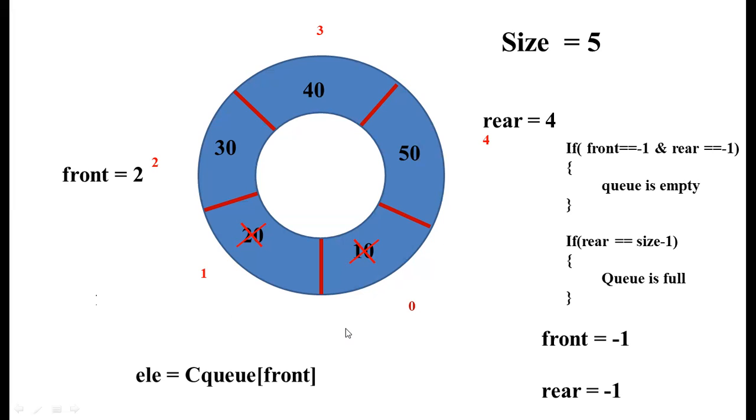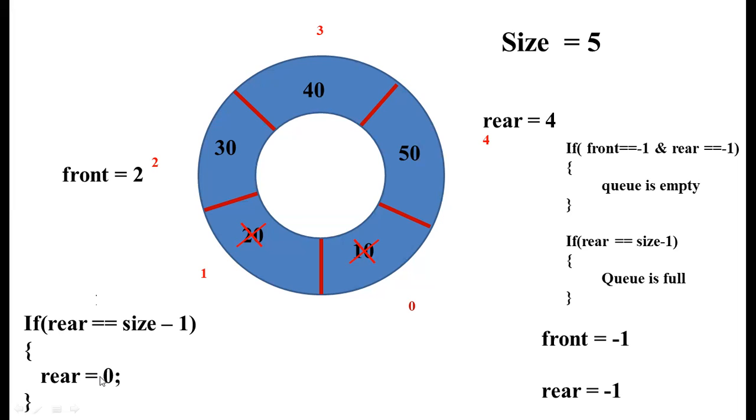So now if you want to insert, it is very simple. If the rear value is equal to size - 1, then instead of doing rear plus plus, we need to make the rear value 0. That is, we need to come to the start. So whenever we insert and the rear value is equal to size - 1, the rear value becomes 0, and the rear comes to the first position. If you insert a new element, say 60, it will be placed in this particular place.